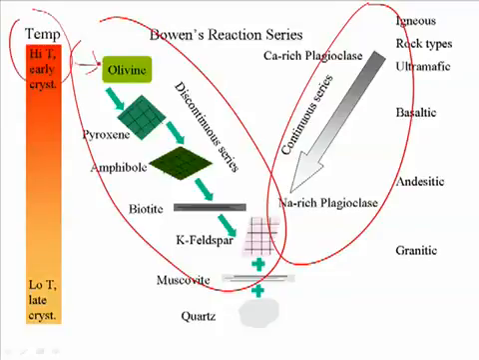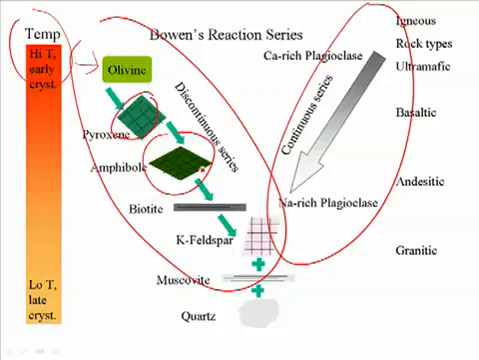But as the magma continues to cool, some of that olivine will turn into pyroxene. If you remember, the pyroxene that you're familiar with is augite. As the cooling continues, that pyroxene will turn into amphibole. Amphibole that you all know and love is hornblende.